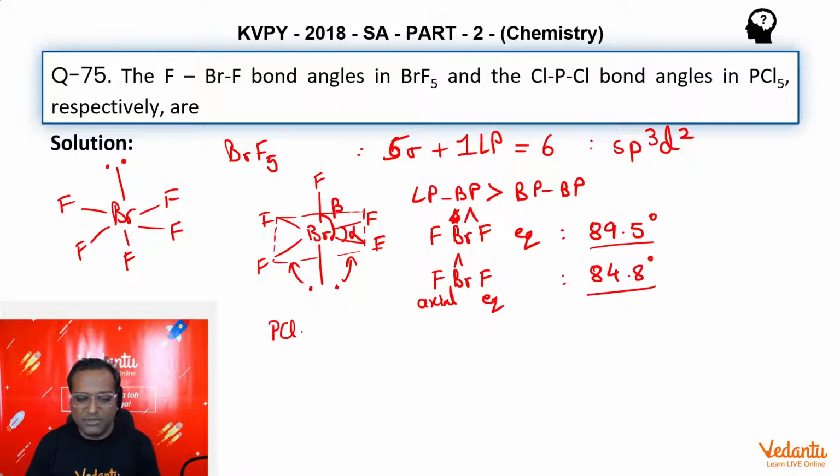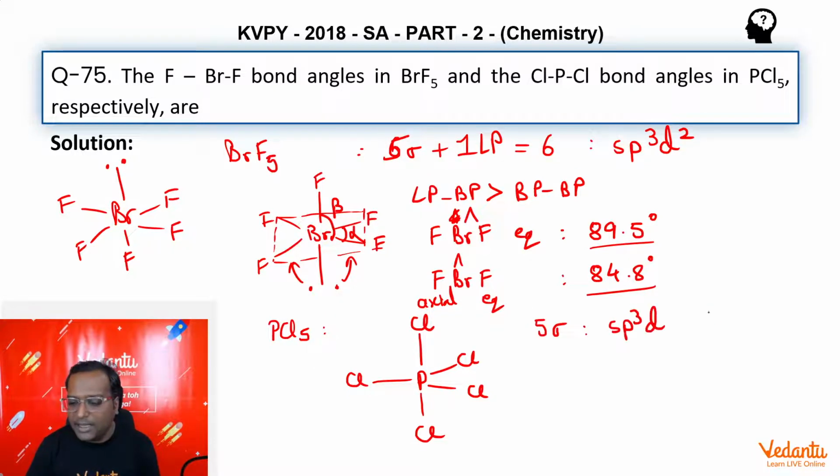Next, PCl5, our pet molecule. We know everything about PCl5, correct? So the PCl5 structure comes out to be something like this. There are 5 sigma bonds, therefore the hybridization is sp3d. The geometry is trigonal bipyramidal, right? And therefore, as you can see, there are 2 kinds of bonds here, axial as well as equatorial.